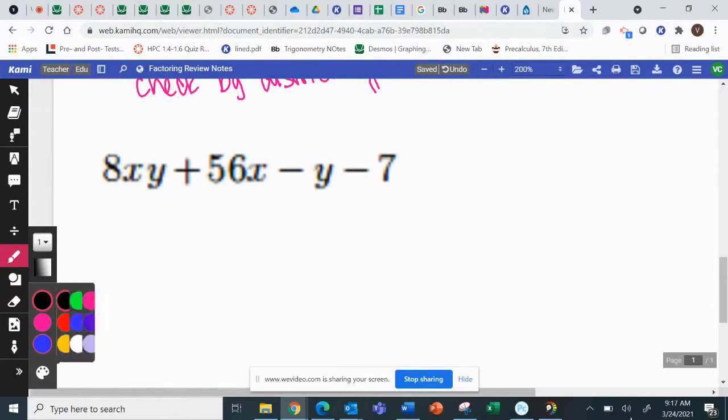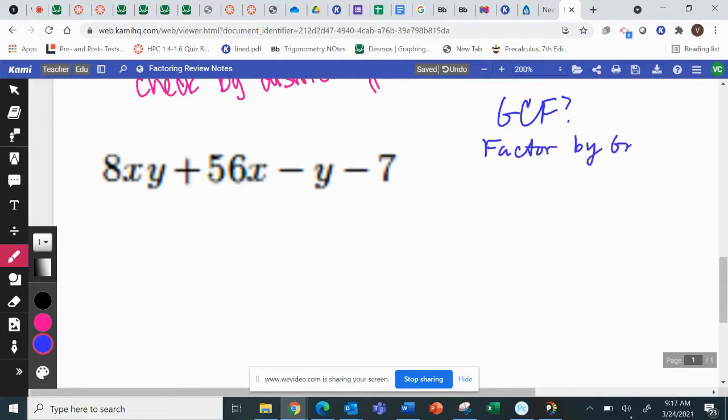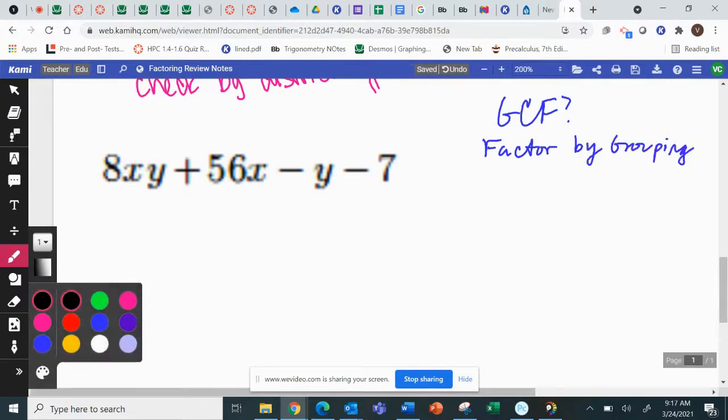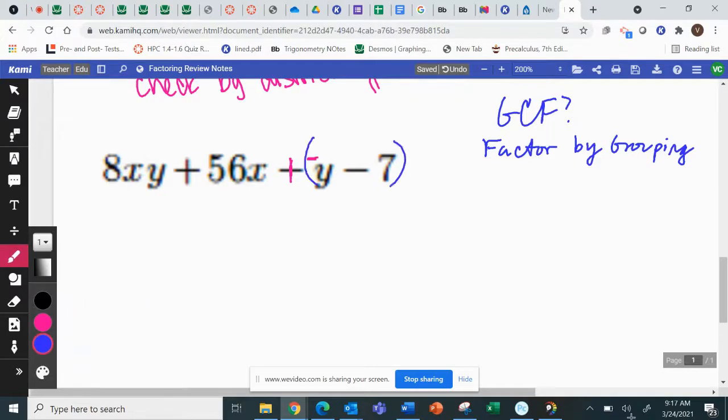All right, 4 terms. First of all, look for a GCF. Is there a GCF in all 4 terms? There is not. So when we have 4 terms, we do factor by grouping. In factor by grouping, you have to have a plus sign in the middle. So where I have a subtraction sign, I'm just going to change that into plus and negative. And now I have a plus sign in the middle. And you're going to group your terms.